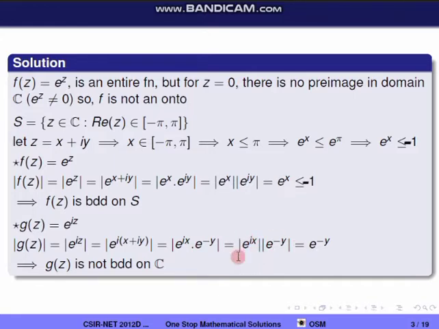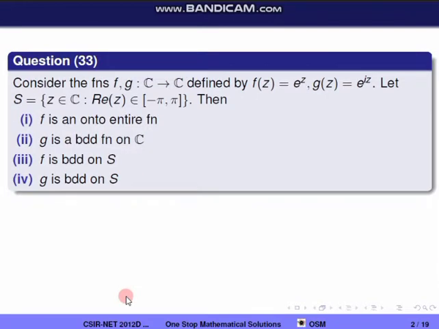Modulus e^(ix) value is 1. So this is equal to modulus e^(-y). Exponential is always positive, so we'll neglect the modulus sign, and this is equal to e^(-y). But here y is not bounded by any number. So e^(-y) is also not bounded. Therefore, g of z is not bounded on C. So now we'll check the correct option. So the correct option is f is bounded on S, that is the third one.